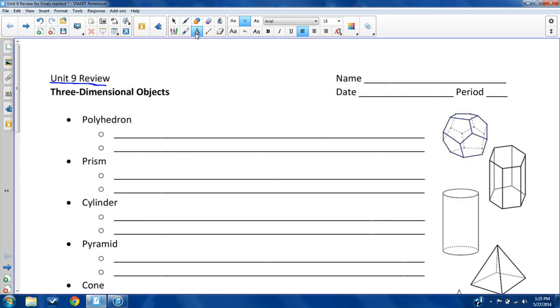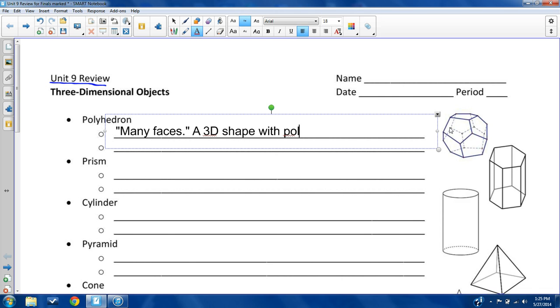A polyhedron. This isn't something that we really talked about too much. We didn't use the term too much, but that's kind of the three-dimensional shape. Polyhedron means many faces. It's kind of the Latin for it. And it is this thing over here. It is a 3D shape with polygonal faces.